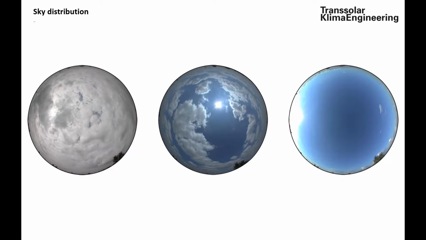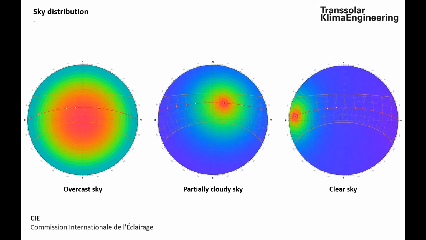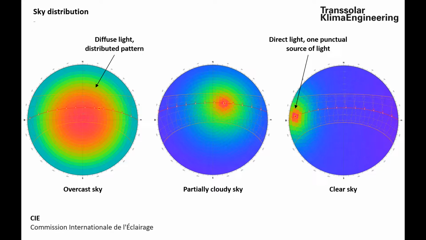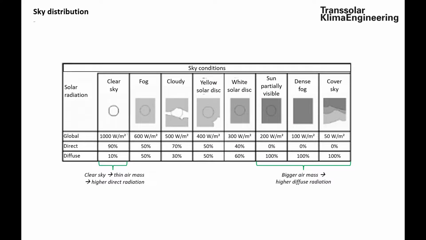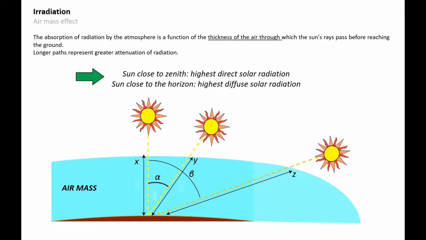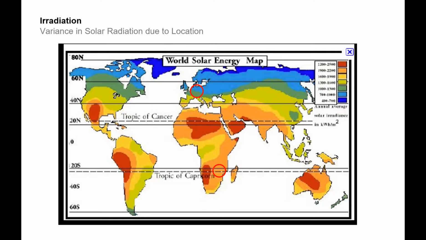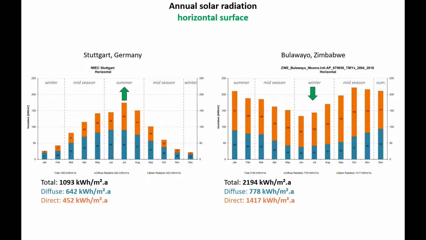So we are looking at the sky. There are different sky models representing the different statuses of the sky, being overcast or clear. This can be transferred into a computer model for our simulations, showing the different distribution of the radiation throughout the whole hemisphere. And of course, these different sky conditions would lead to different radiation intensity, which also comes from the way the sun needs to travel through the atmosphere, causing everywhere on the globe a different intensity.